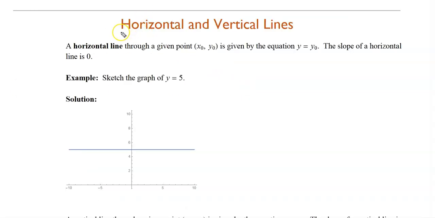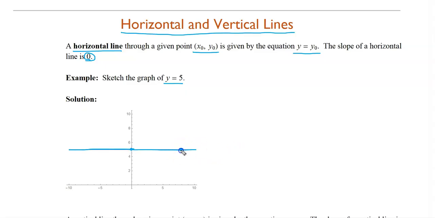Now here let's do a review of horizontal and vertical lines. So for a horizontal line through any given point x0, y0, the equation of that line is simply going to be given by y equals y0. Also notice the slope of any horizontal line is always going to be 0. So for example, let's sketch the graph of y equals 5. Well, right here we have 5 on the y-axis, right there. And so we just have to draw a horizontal line through that point on the y-axis. So right there is what our equation would look like.